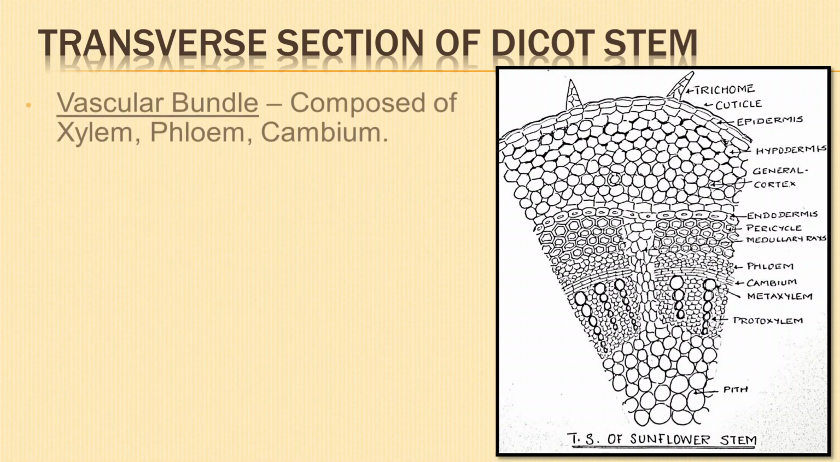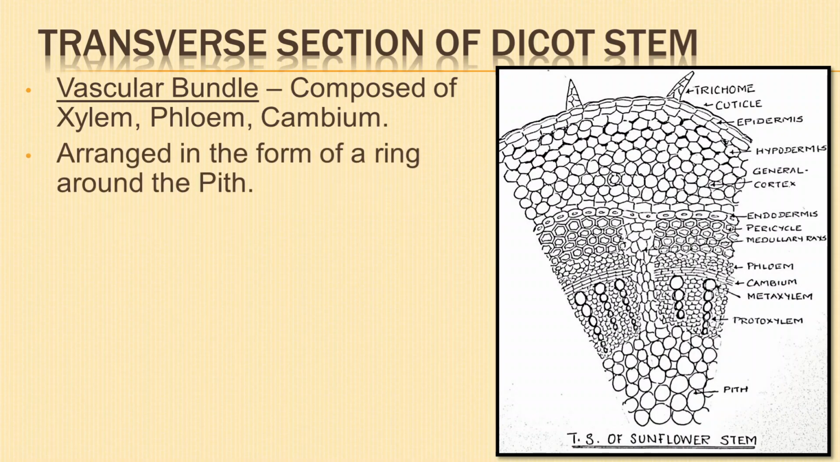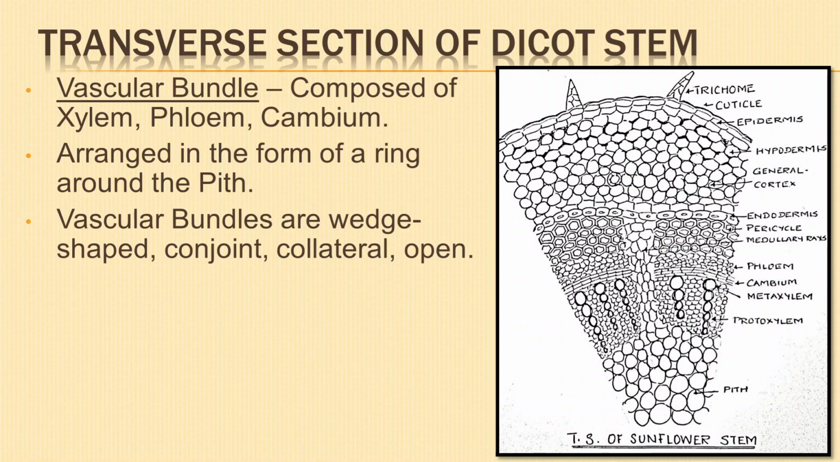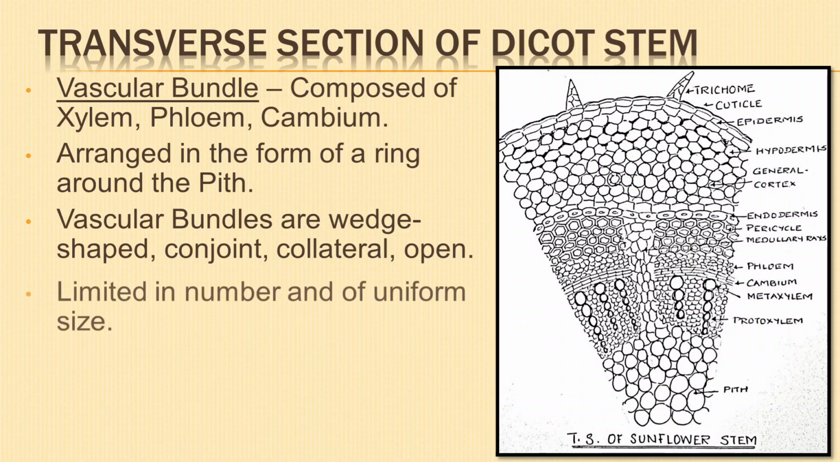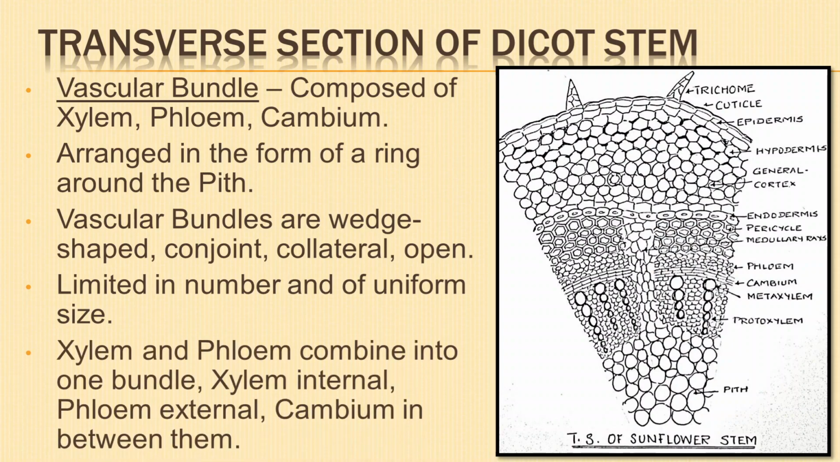Vascular bundle. It is inner to the pericycle and is composed of xylem, cambium and phloem. They are arranged in the form of a ring around a central pith. The vascular bundles are wedge-shaped, conjoint, collateral and open. The vascular bundles are limited in number and have a uniform size. In a dicot stem, xylem and phloem combine into one bundle, xylem being internal, phloem external with cambium in between them.